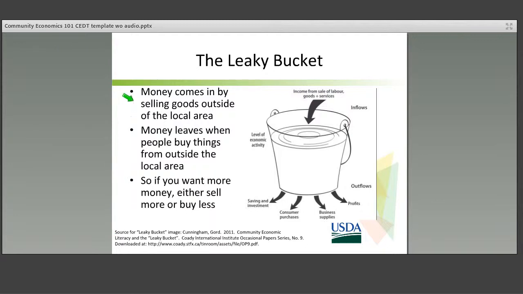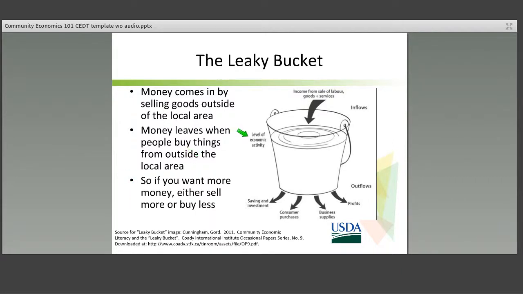And basically the idea is that there's a flow that goes on in the local economy. Money comes in by selling goods outside of the local area, so that's an export, money coming in. And then money leaves because people import into the local area. They're buying from outside of the local area. And so if you want to increase the amount of economic activity in an area, you either want to sell more or buy less. And that can increase the level of economic activity, the amount of water in the bucket.